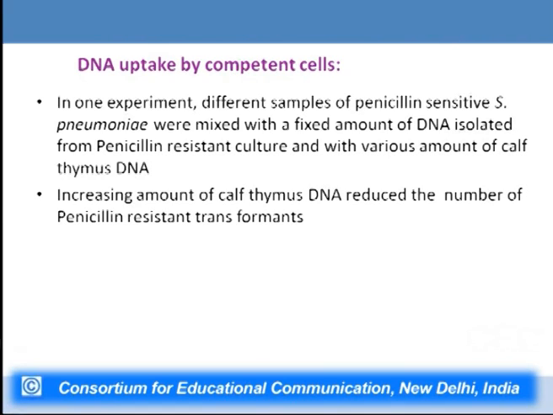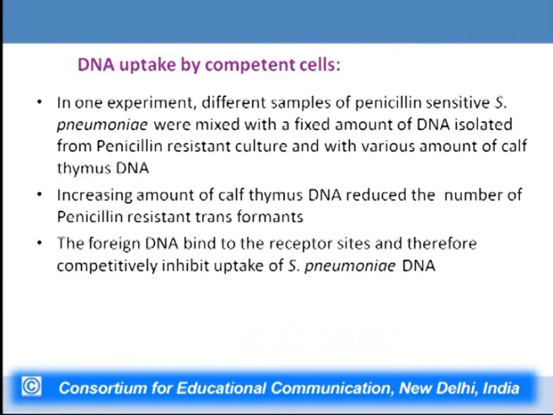Increasing the amount of calf thymus DNA reduced the number of penicillin resistant transformants. The foreign DNA, that is calf thymus DNA, binds to the receptor sites and therefore blocks the uptake of the resistant S. pneumoniae DNA by the sensitive S. pneumoniae. Because of the presence of a competitor which is able to bind to the competent site, the frequency of transformation of sensitive cells is decreased appreciably. So, this suggests that the calf thymus DNA, which is a eukaryotic DNA, can also be uptaken by the bacterial cells.